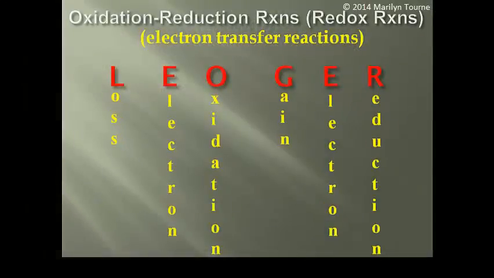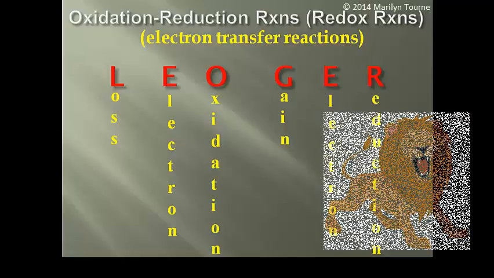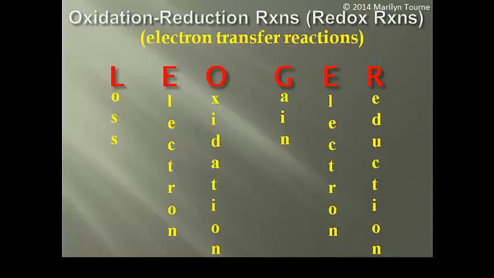Whereas acid-base reactions can be characterized by the transfer of a proton, these types of reactions, oxidation-reduction or redox reactions, can be characterized by the transfer of an electron. I have this thing that I use to remember which component is getting oxidized and which is getting reduced. I call it Leo the lion goes grr. Loss of electrons equals oxidation. Gain of electrons equals reduction. So Leo the lion goes grr.